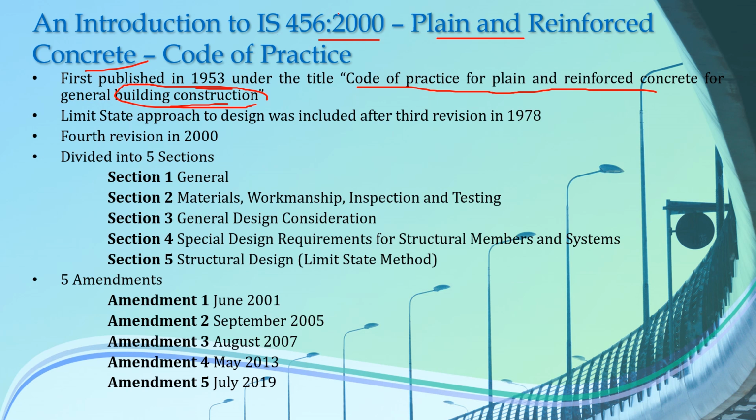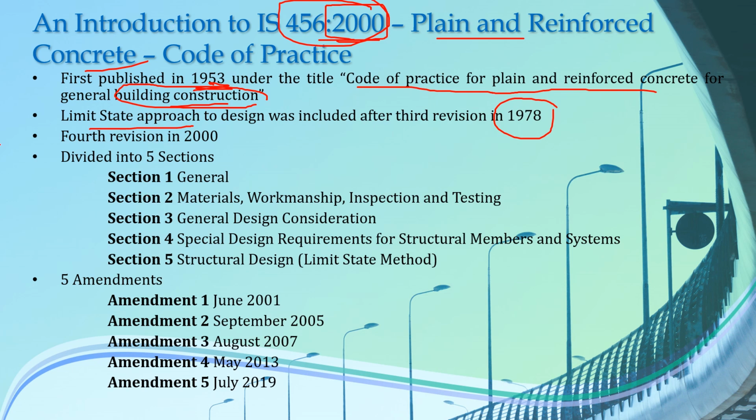So this is the fourth revision of the code after its first publication in 1953. Fourth revision was made in the year 2000, so it is IS 456-2000. And then the limit state approach that we will be using to design our reinforced concrete structure. This limit state approach was included after the third revision of this code in 1978. Previously, working stress design was adopted, but now this working stress design method has been moved to a particular annex in this IS 456-2000, and the limit state approach is adopted here.